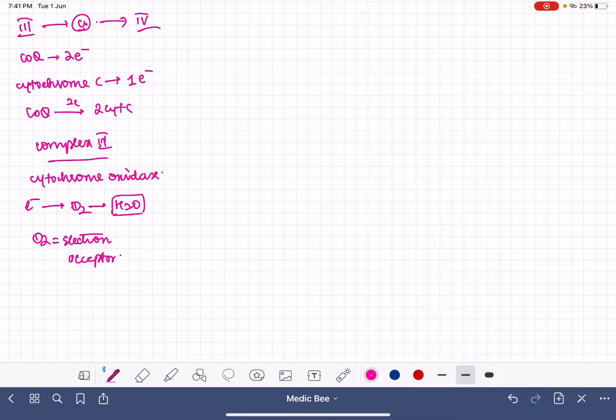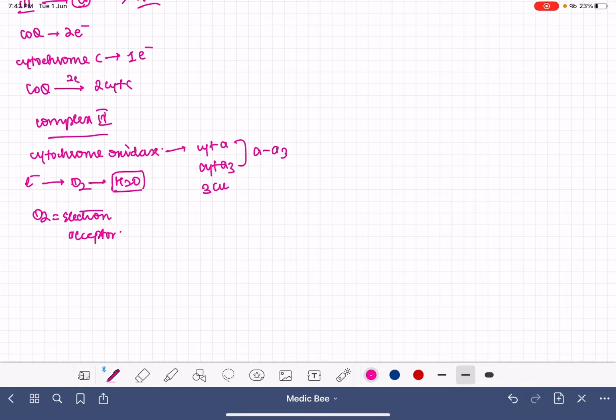This cytochrome oxidase is a complex containing 2 cytochromes, cytochrome A and cytochrome A3, and it also has 3 copper ions. Cytochrome A and cytochrome A3 function as a single protein and are generally referred to as cytochrome A3. Four cytochromes will carry 4 electrons to complex 4. Here we will see how each of these 4 electrons is used.